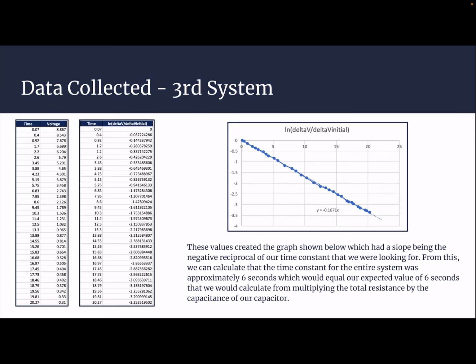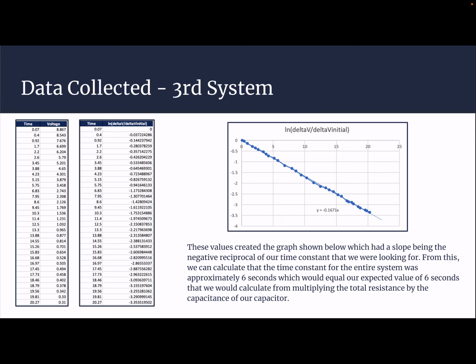We got the values of the voltage and the time associated for a time of 20 seconds, which we used to plug into an Excel graph to use in the equation ln of delta V divided by delta V initial. In this graph, you can see the time and voltage measurements, and you can also see how we used these values to find the time constant of the system.